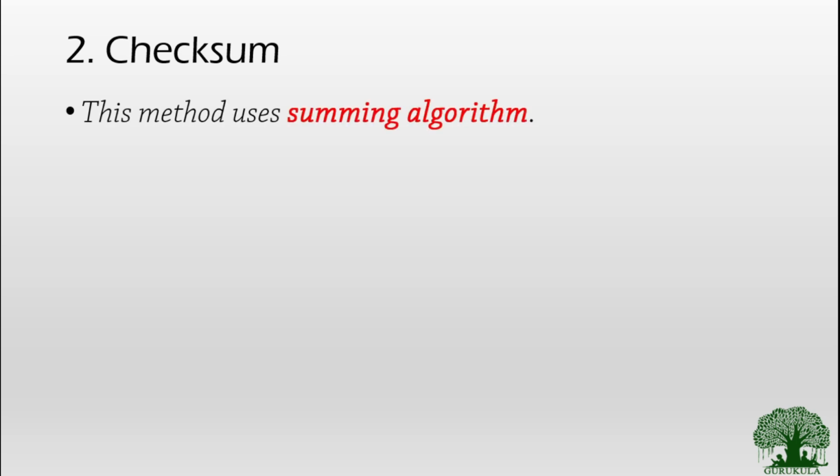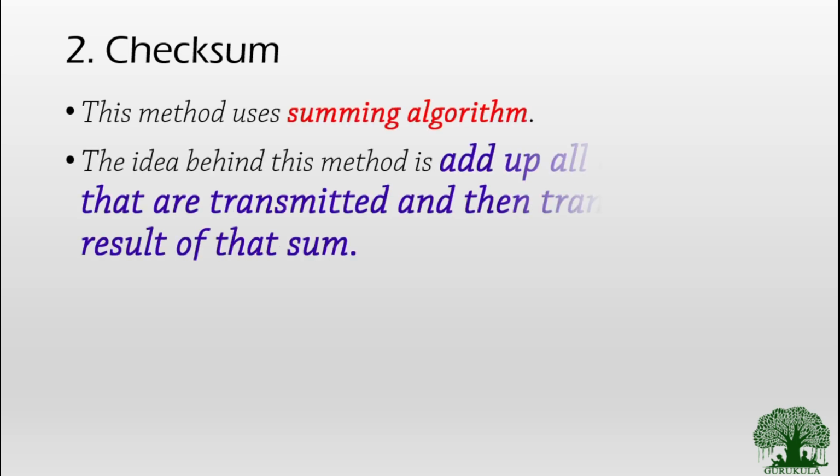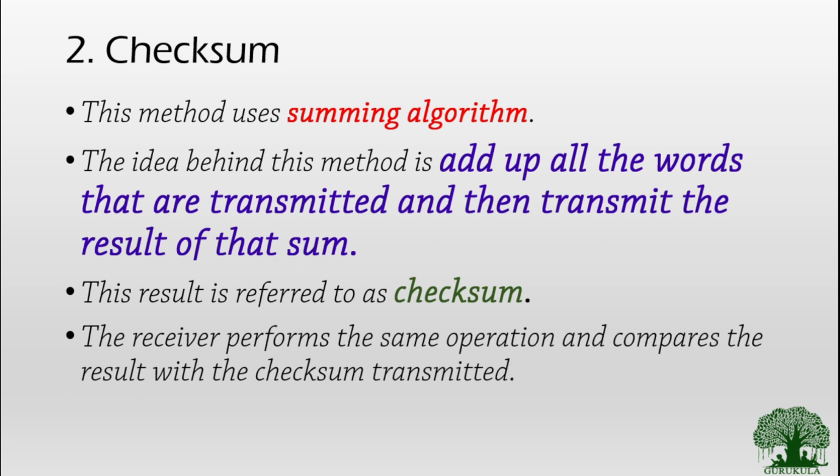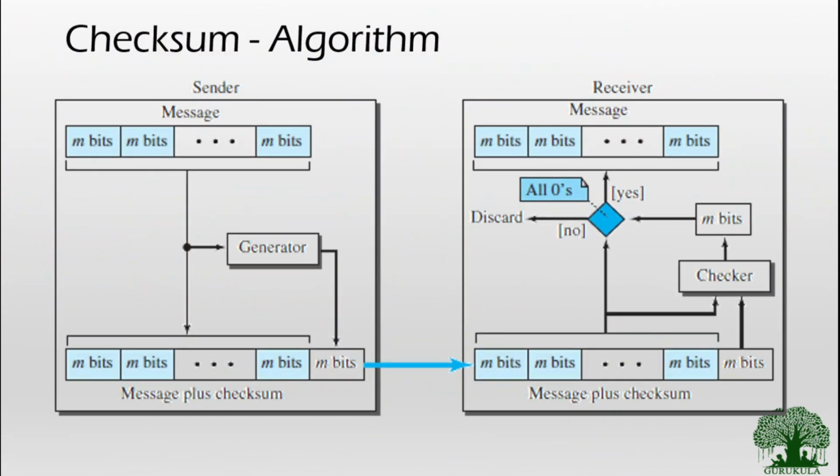That is what we call checksum. This method purely uses a summing algorithm, and the basic idea behind it is to add up all the words that are transmitted and then transmit the result of that sum. The next step is to find the checksum, and then the receiver performs the same operation and compares the result with the checksum that is transmitted. So, let us see checksum in action now. This is a basic algorithm for the checksum. Let us see how this algorithm works.